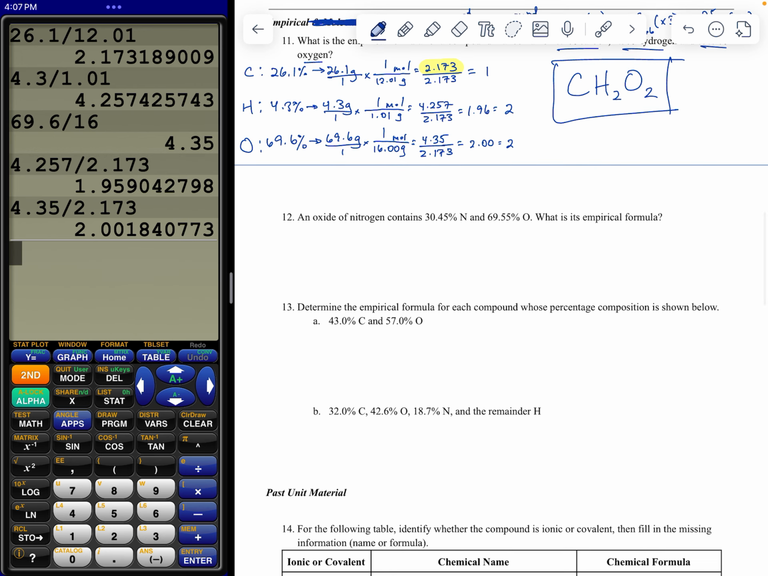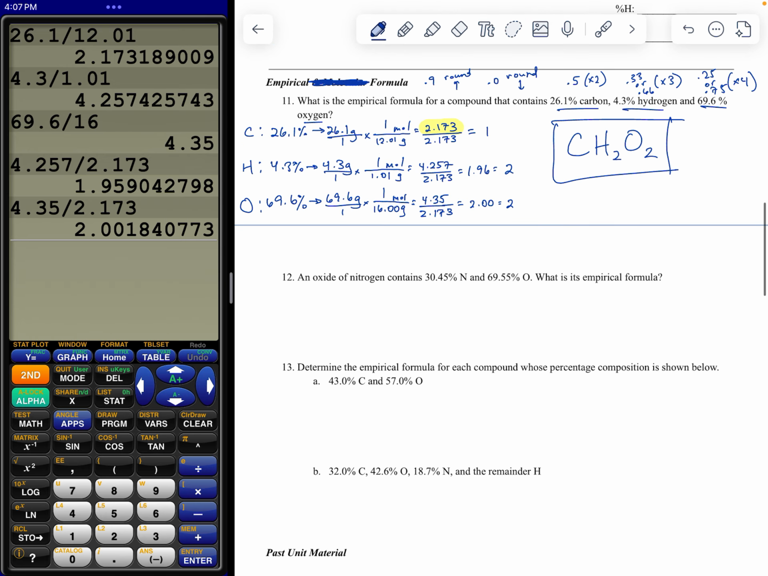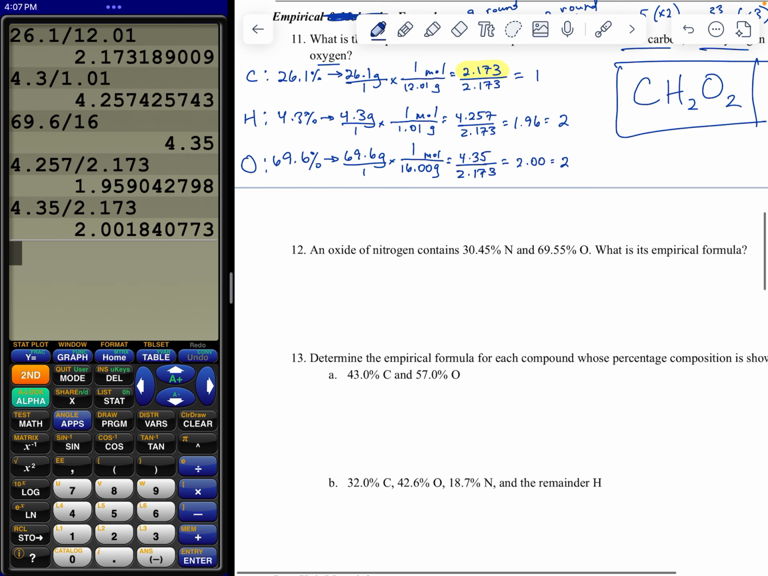Let's do number 12. I believe that this will be at least a good starting point to help you kind of through the rest of those. You can always check number 13, A and B to the key as well. So let's do this next one just as another example.